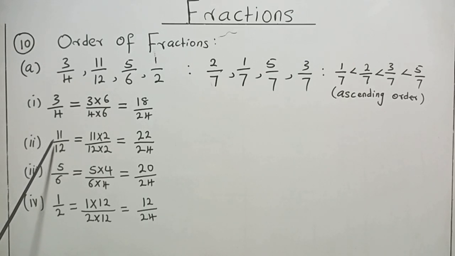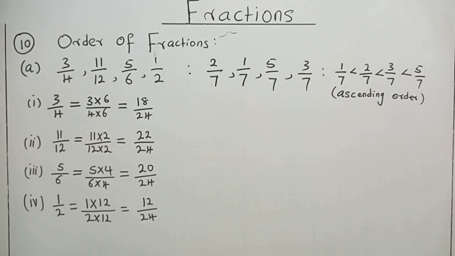What is it that makes this 12 turn to 24? It is 2. That is, by multiplication, we say 12 times 2 gives us 24. It means that it is a factor of 2 that multiplied 12 to give us 24. Consequently, the same 2 multiplies this 11. See it happening here: 11 times 2 is equal to 22, and then over 24. Therefore, 11 over 12 is equivalent to 22 over 24.